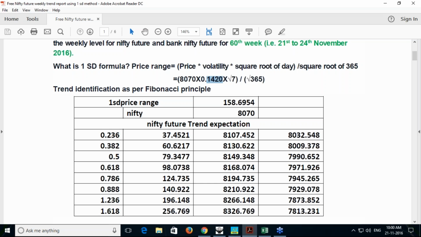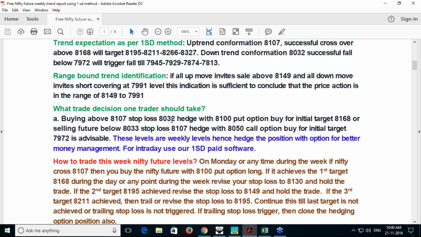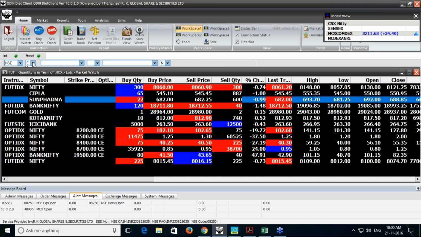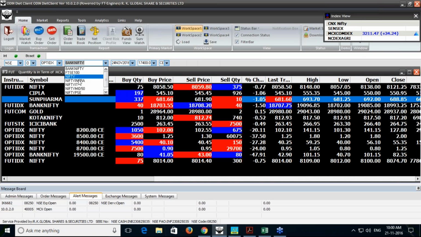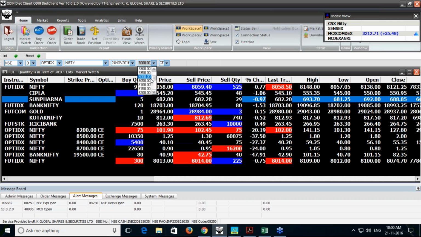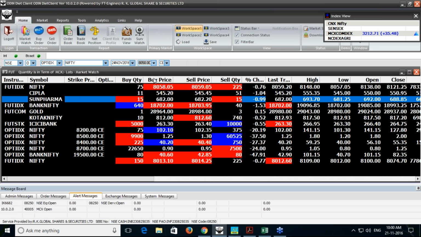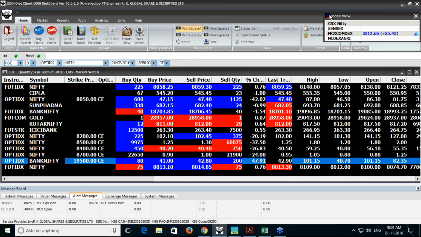If you have given this time, then most probably you would have got the sell entry at the 8032 level. You would have sold, and along with that I also recommended you must hedge it with the 8050 call. So let me put this 8050 call option on my screen. The 8050 call options of 24th November I recommended. So 40 rupees it is trading now.